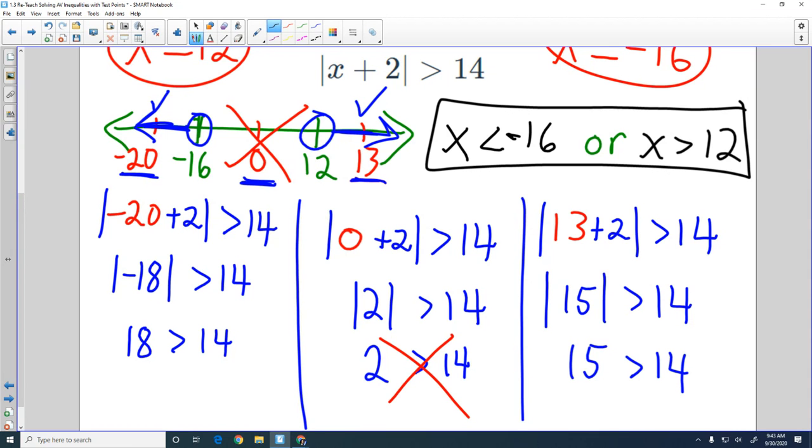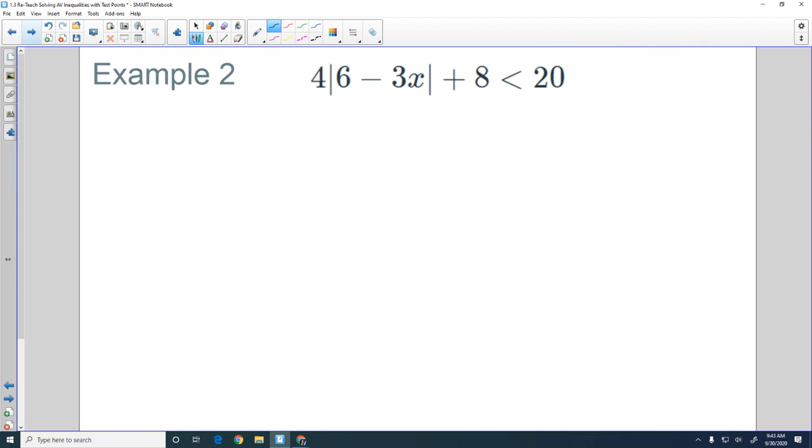Let's try it again. I've added some more steps to this one, but I still want you to treat these the same way, where you kind of ignore the inequality and just change that to an equal sign.